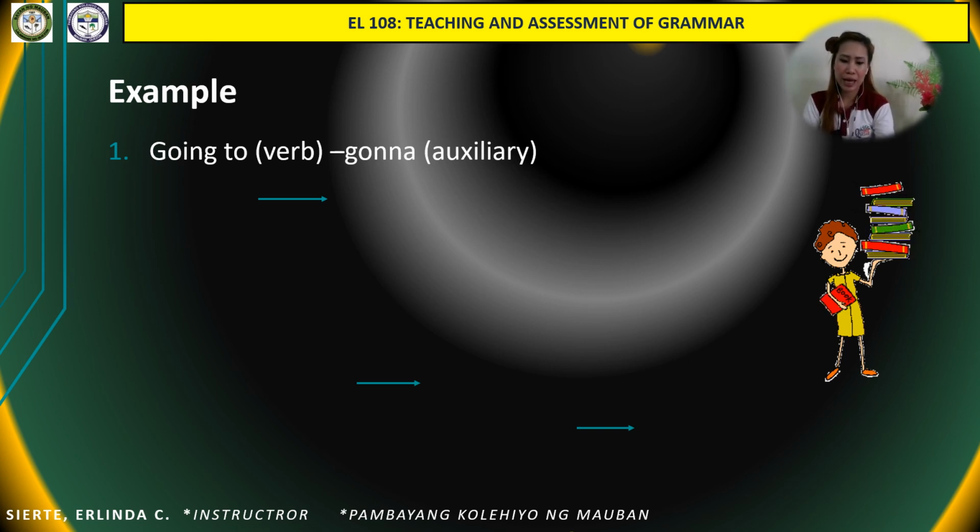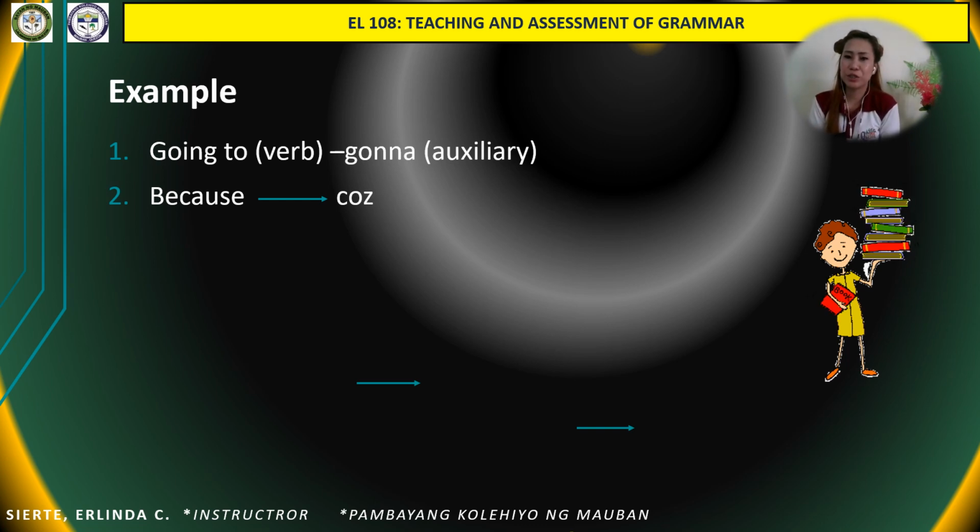Reduction, also known as phonetic erosion or phonological reduction, is an expression in linguistics for when a form loses phonetic substance as it undergoes grammaticalization. So let's take the given examples. The first one: going to, which is a verb, and when we apply grammaticalization it could also be written as gonna, and then it turns auxiliary.